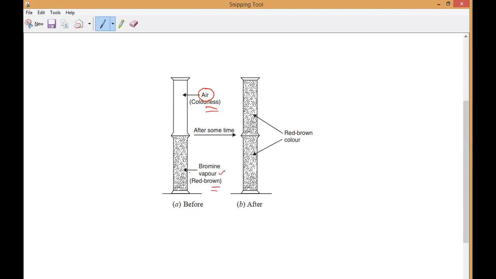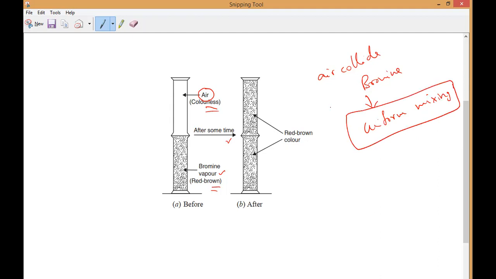So that is before mixing. Now once you mix them, after some time you can see bromine easily forms vapors and is mixed with air particles, and air particles collide with the bromine. Understanding? So what will happen? This collision will lead to uniform mixing. What will happen, guys? It will allow uniform mixing. After some time, you can see completely red brown color. Have you seen, everyone? Please respond.